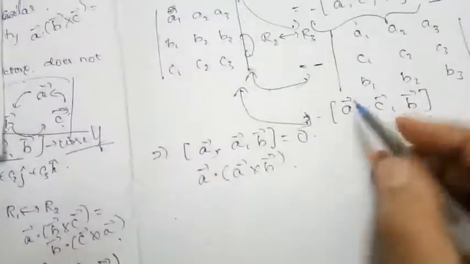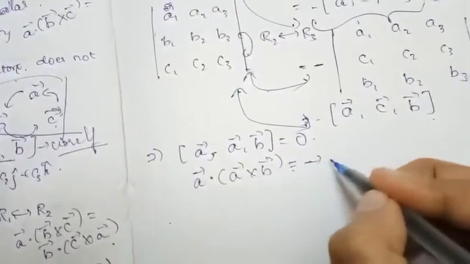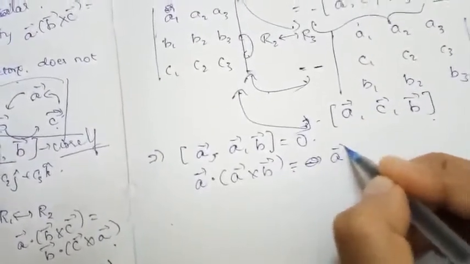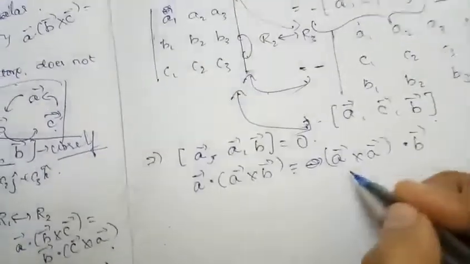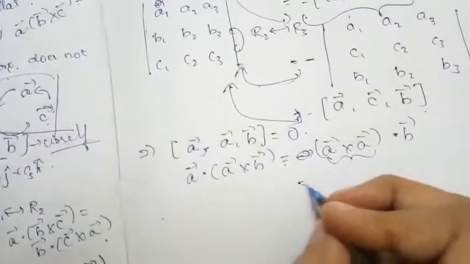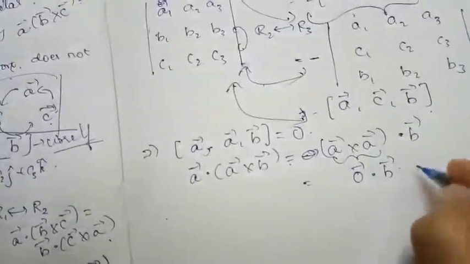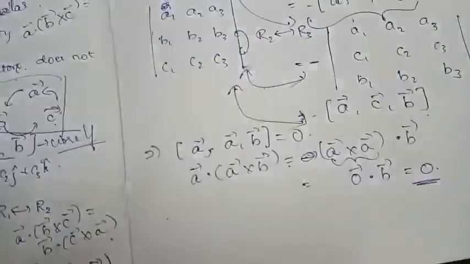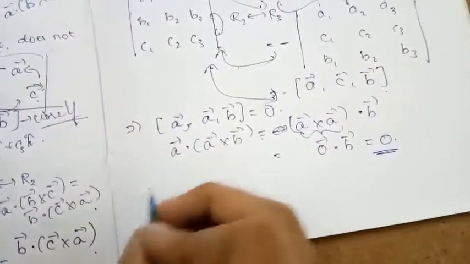As I said, here dot product and cross product can be interchanged. So what does this imply? This implies vector A cross vector A dot vector B. We know that the cross product of any two identical vectors is the 0 vector. The 0 vector dot vector B is always 0, because if we multiply any vector with a 0 vector, we are going to get 0.